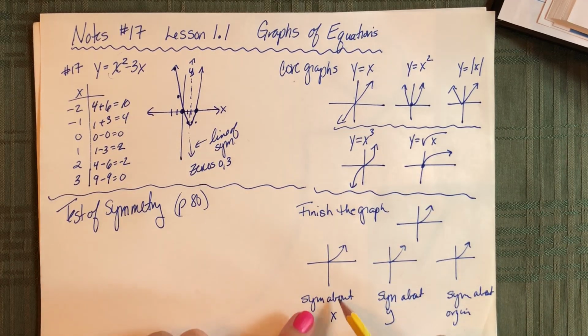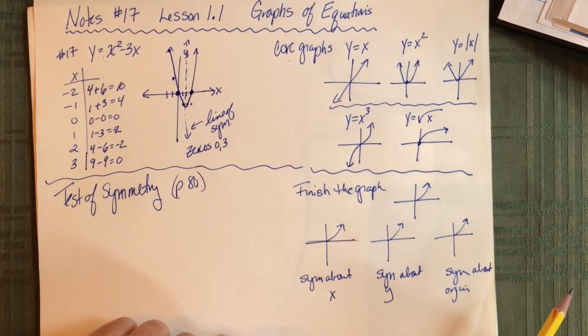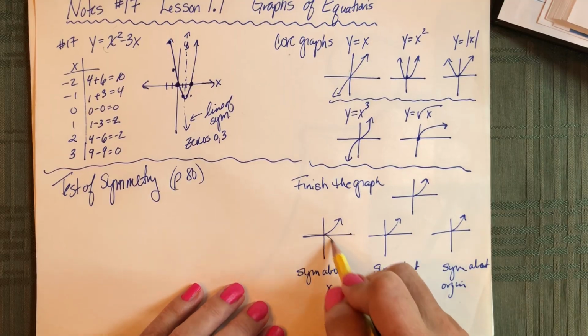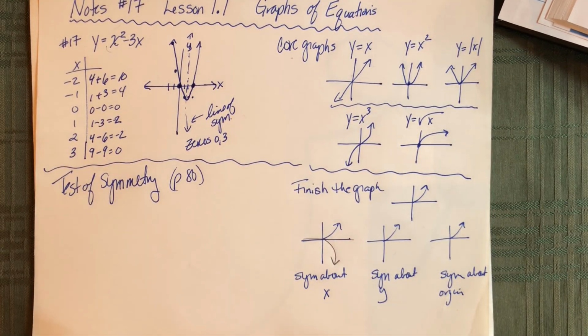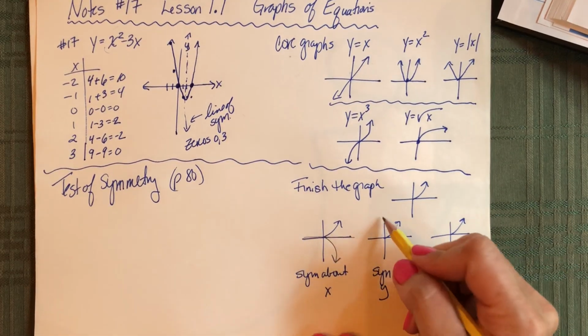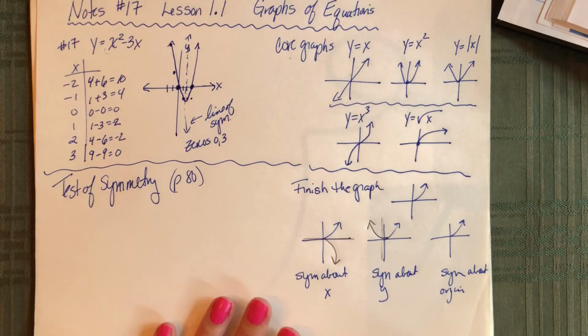So if I want it to be symmetric about the x, that means this axis is going to cut it in half, all right? So that means my other half is going to be down here. So yeah, it's symmetric around the x-axis. Symmetric around the y, well, here's my y-axis. This is where it's going to cut it in half. So I'm going to have a second half of the graph right there.